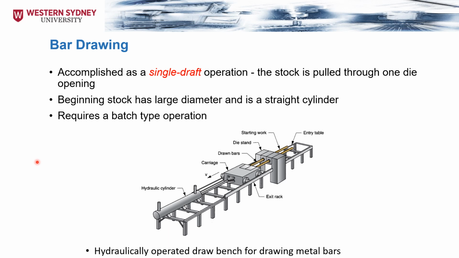The bar drawing usually is going to be accomplished as a single draft operation. So we are going to get the bar, pass it through one die, and change its diameter. The beginning stock has a large diameter and is a straight cylinder, which requires it to be a batch type operation.